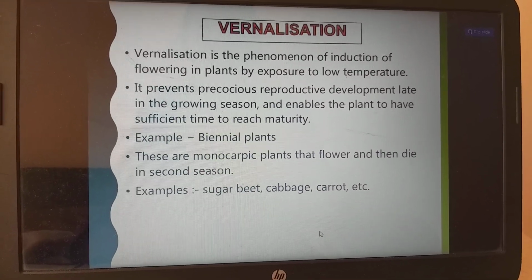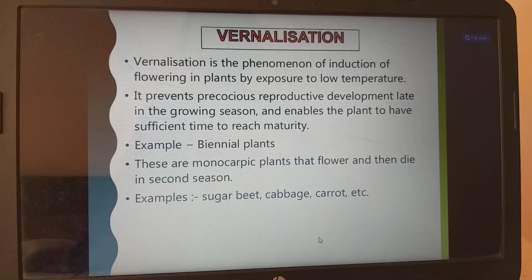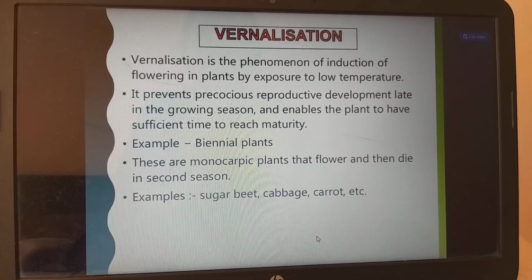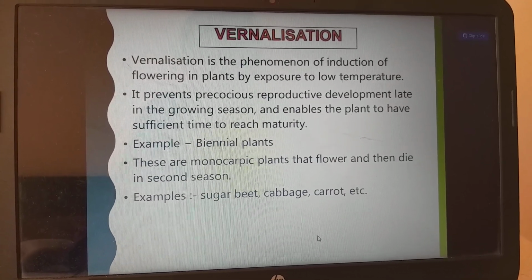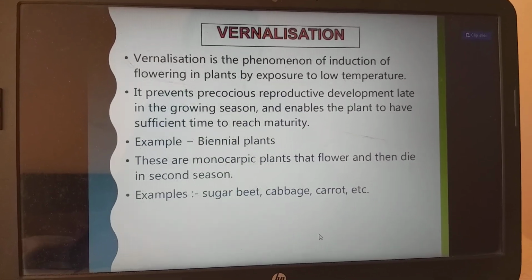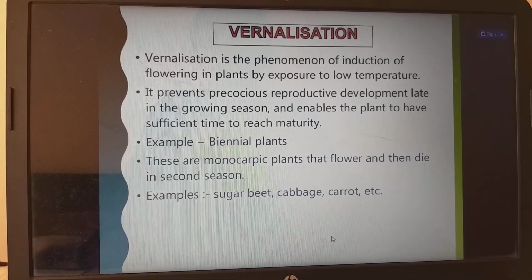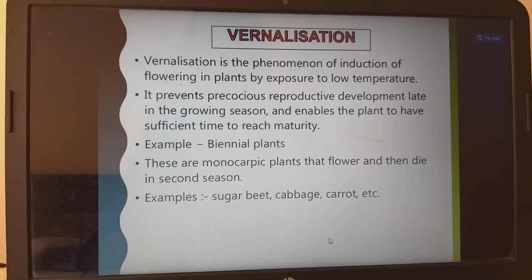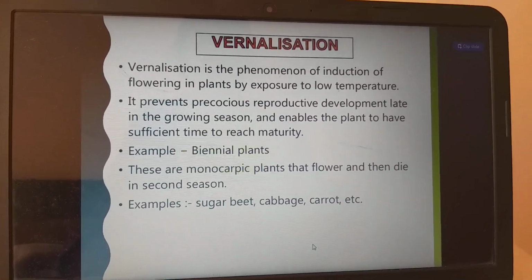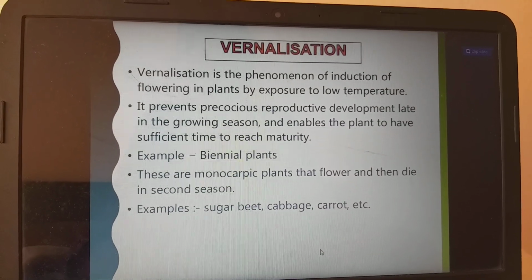Vernalization. Vernalization is a phenomenon of induction of flowering in plants by exposure to low temperature. It prevents precocious reproductive development late in the growing season and enables the plant to have sufficient time to reach maturity. Examples are biennial plants. They are monocarpic plants that flower and then die in the second season, for example sugar beet, cabbage, carrot, etc. Once they ripen, next they will die. So this is about plant growth and development.